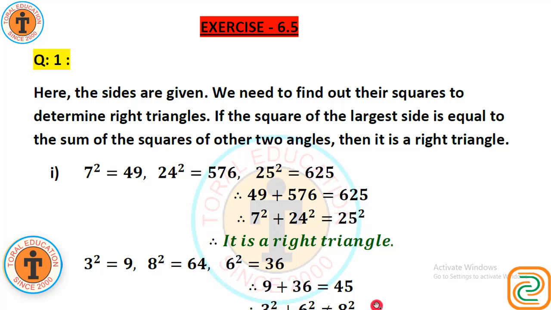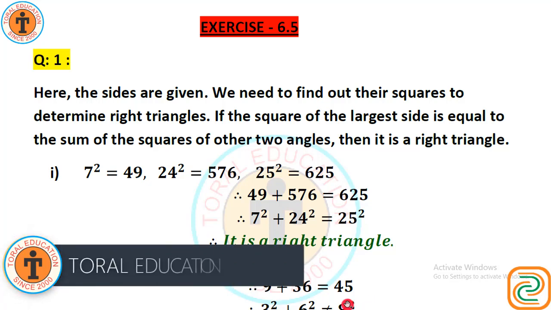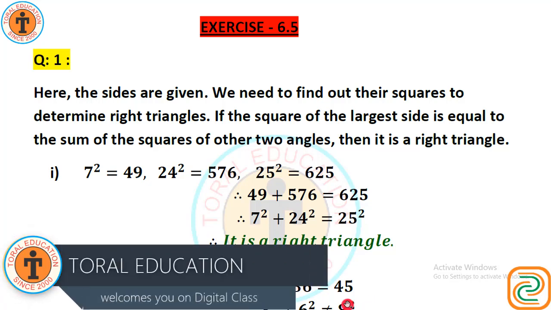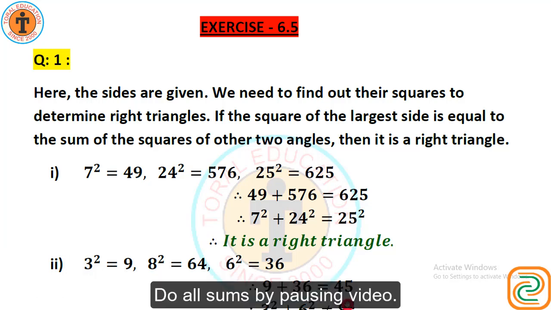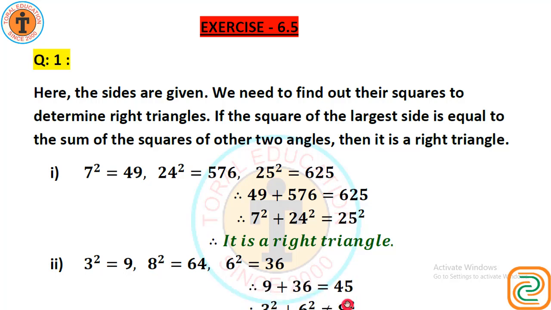Exercise 6.5 has 17 sums, and each of these is an important sum. So friends, you have already learned Pythagoras theorem. Here question number 1 is given. Sides of triangles are given below. Determine which of them are right angle. In case of a right angle, write the length of its hypotenuse.